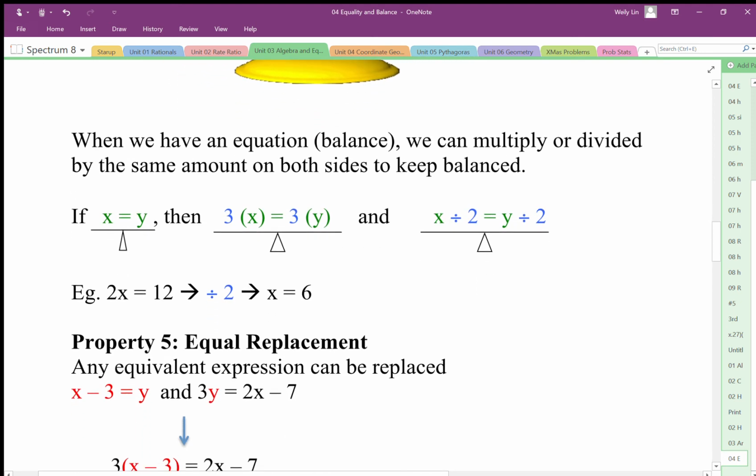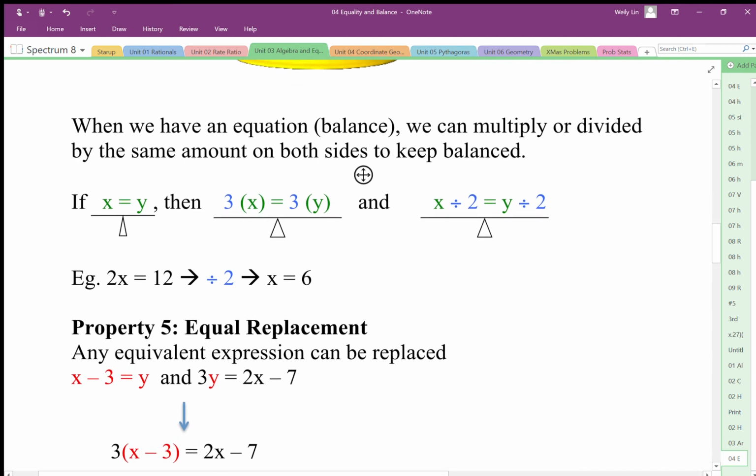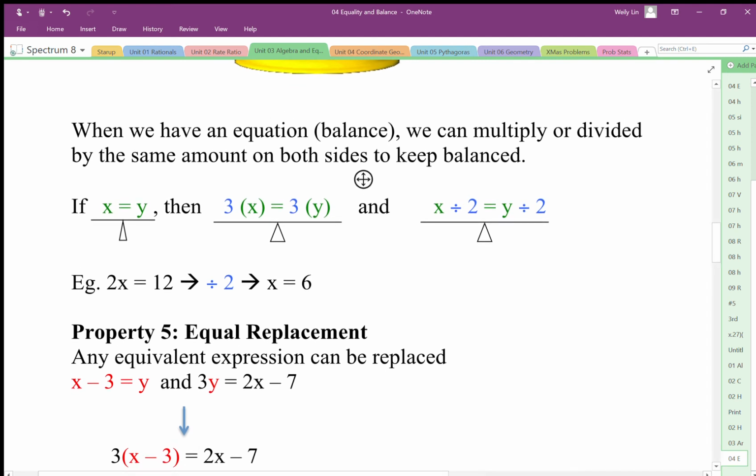Where this is useful is when we're actually solving. If I have 2x equals 12, I can divide both sides by 2. I can take half of the 2x, which is 1x, and half of the 12, which is 6, and this happens to solve my equation. It allows me to figure out what 1x is. This is leading us towards what we're eventually going to do, but today we're not solving. Today we're just showing properties of balance.